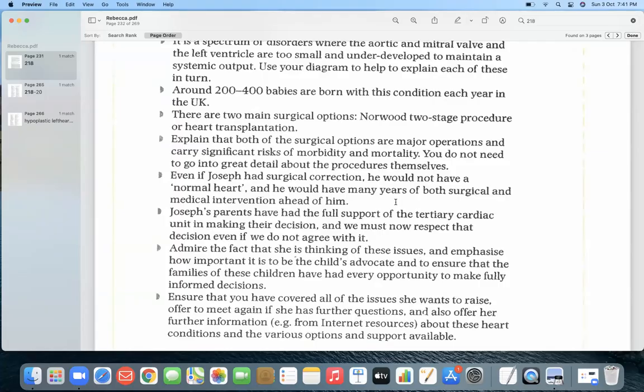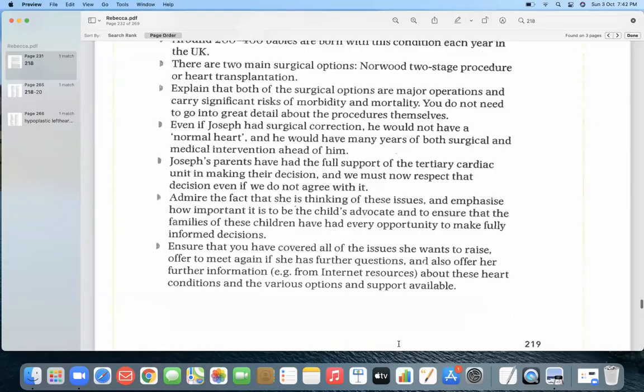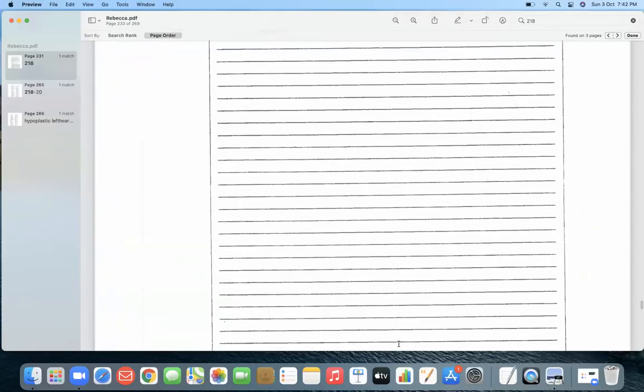Admire the fact that she's thinking of these issues and emphasize how important it is to be the child's advocate and to ensure that the family of these children have had every opportunity to make fully informed decisions. Ensure that you have covered all of the issues she wants to raise and offer to meet again if she has further concerns, and also offer her further information like internet sources about these heart conditions and various options and supports available.